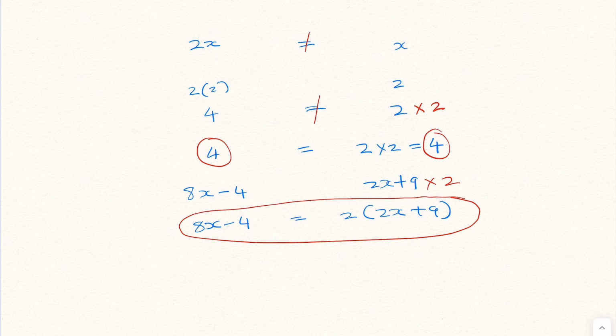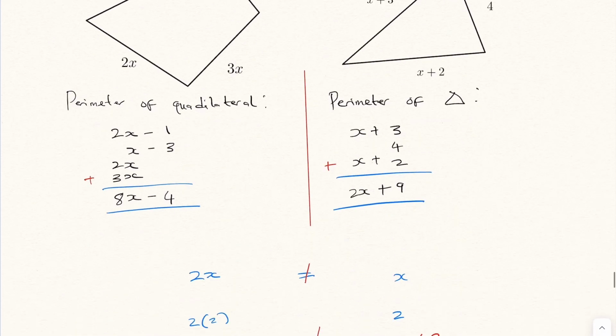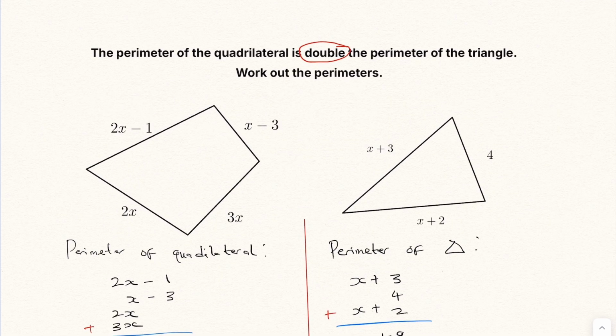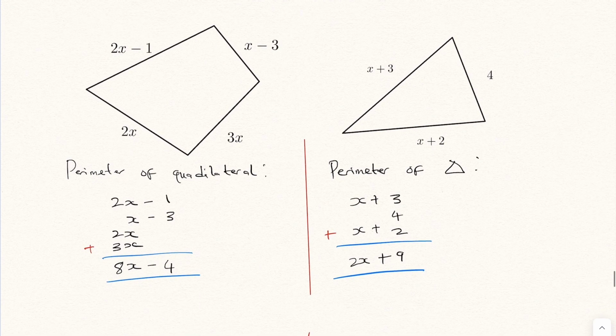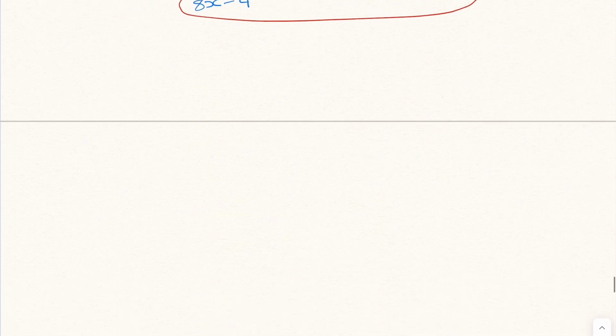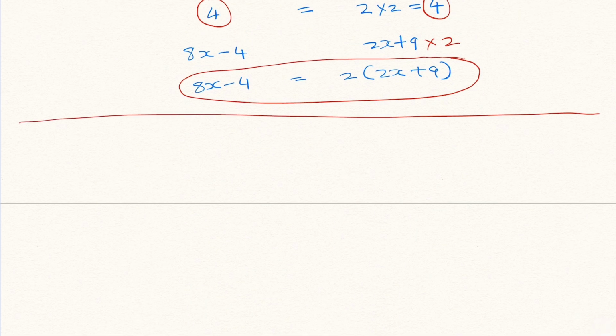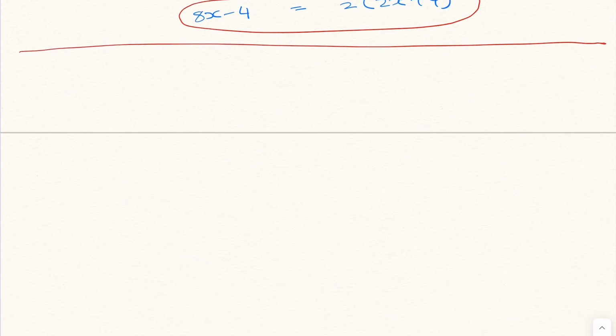And if this is not clear to you, we can just do it in a much simpler way, because you've got to be careful when you're plugging these algebraic expressions into an equation so you don't make a mistake. So let's go back to the question and read it again. It says the perimeter of the quadrilateral is double the perimeter of the triangle. So let's just draw a simple shape and say quadrilateral.